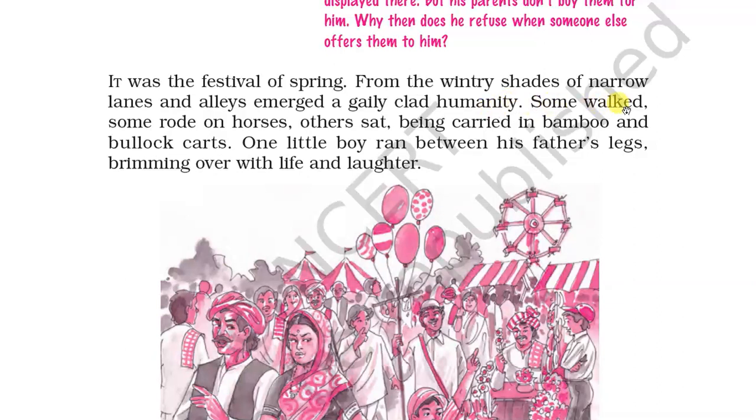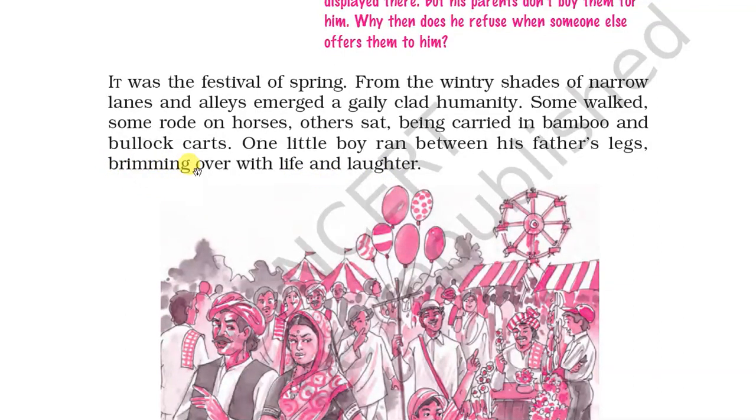Some walked, means some came out from their houses by walking. Some rode on horses, some took a ride on horses. Others sat, and some people are sitting there, being carried in bamboo and bullock carts. Bamboo and bullock carts means the bullock cart made of bamboo and carried by the animals. And one little boy ran between his father's legs, brimming over with life and laughter. Brimming over means filled with, full of.